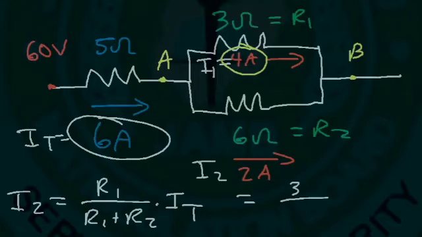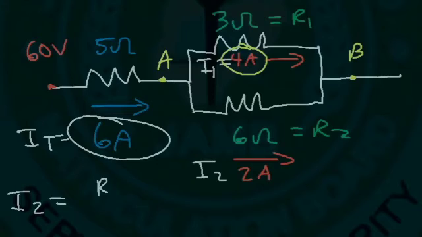So that's the equation that you can use if you want to find the current that flows through two resistors, if you know the resistance and if you know the current that enters the system, or the parallel circuit system.